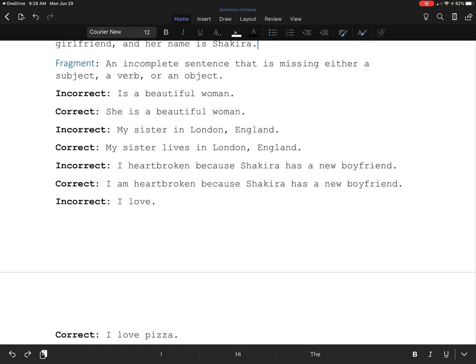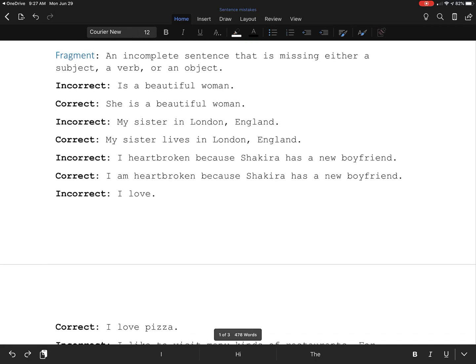I heartbroken because Shakira has a new boyfriend. Here I need to say my be verb, okay? Because heartbroken is an adjective. I am heartbroken. I love is not correct because we need to have an object. I love what? I love pizza. I love my car. I love my phone. I love my girlfriend. We need to say, what is it that you love?